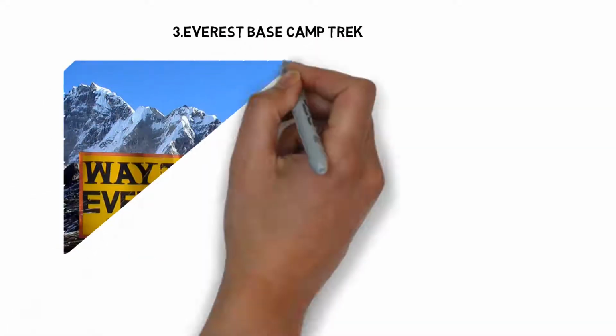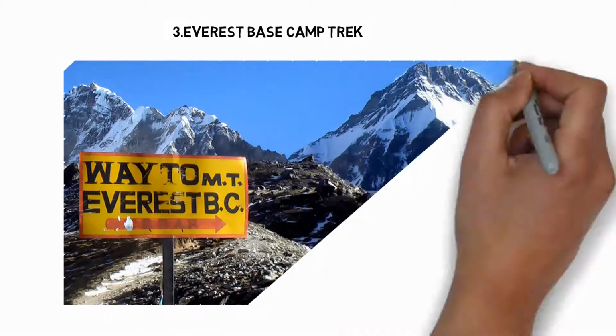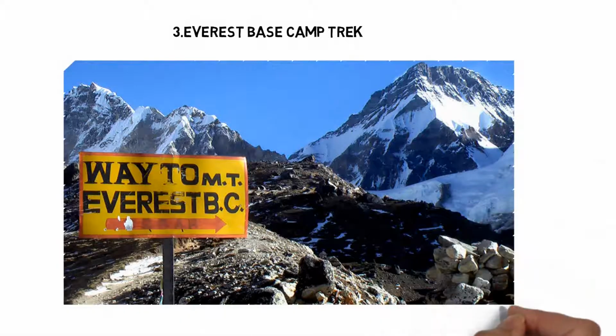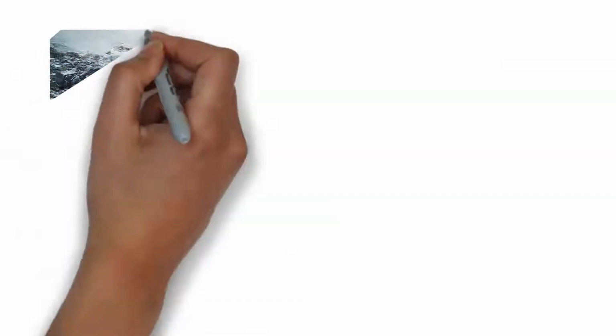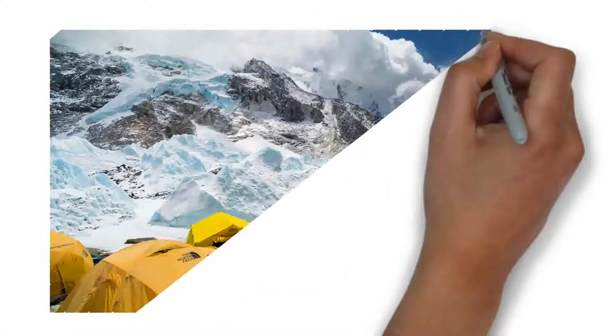Number 3. Everest Base Camp Trek. Everest Base Camp Trek is one of the most popular base camp treks in Nepal. Among all other treks in the Himalayas, Everest Base Camp Trekking is one of the most popular packages. Kathmandu to Lukla. After catching a flight from Kathmandu to Lukla, the Everest Base Camp Trek begins from Tenzing Hillary Airport in Lukla. Namche Bazar is also known as the Gateway to Everest.